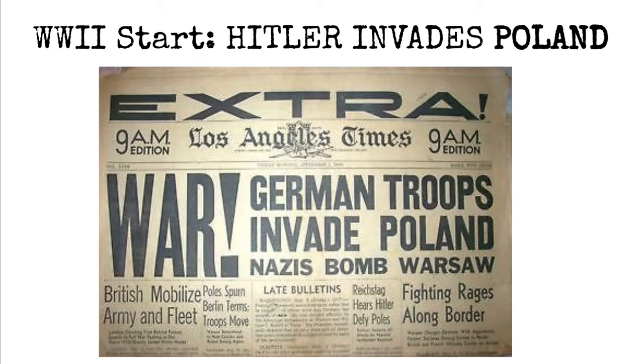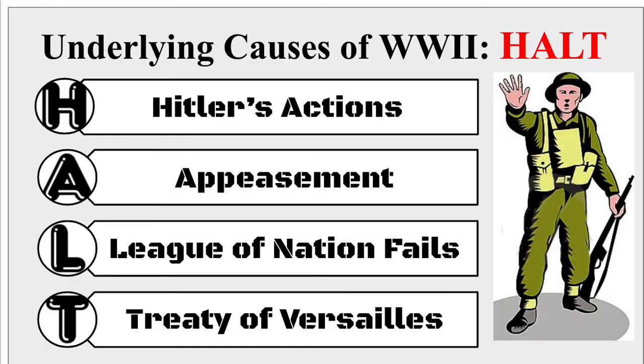But very similar to what we said about World War I, it is not just one event that leads to this massive war. There are many other underlying causes that led up to this moment. And the way you can remember those underlying causes is with the four-letter word HALT. HALT stands for H, Hitler's actions, A, appeasement, L, the failure of the League of Nations, and T, the Treaty of Versailles. So let's start with H.